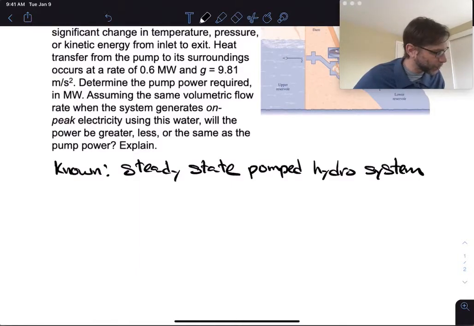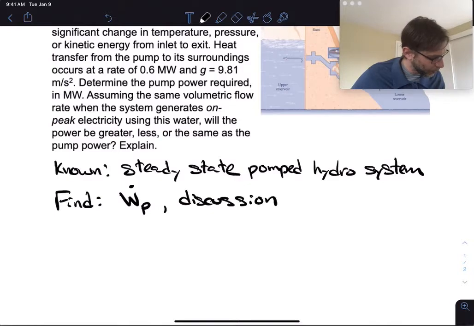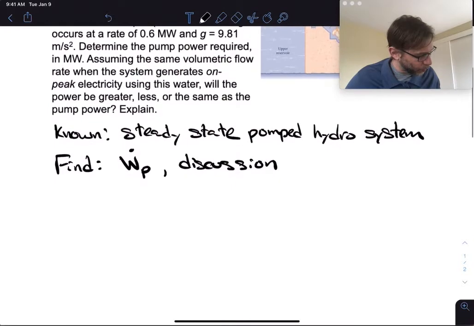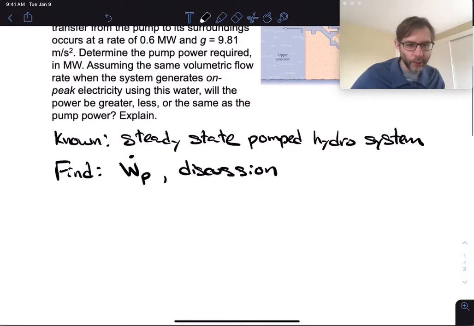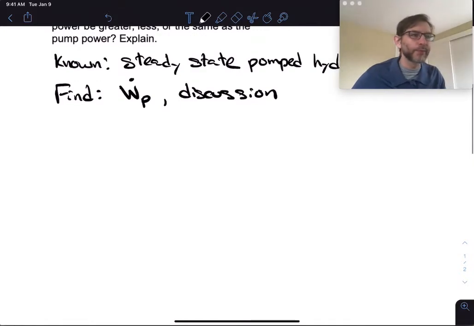Okay, a steady state pumped hydro system. We have the pump power required in megawatts. Find, say, W dot of the pump in megawatts, and we also needed some kind of discussion about whether the power would be greater when the system generates on-peak electricity. So when we actually want to generate the power, will we have the same power output now that we had to put in? And I think you're probably thinking no, but okay, let's do the analysis.